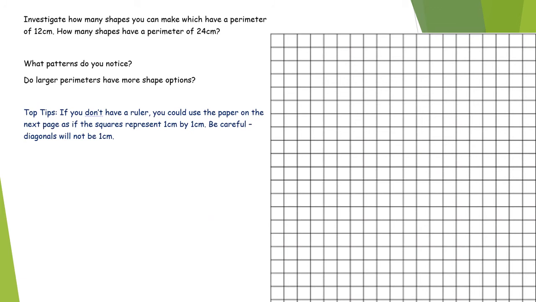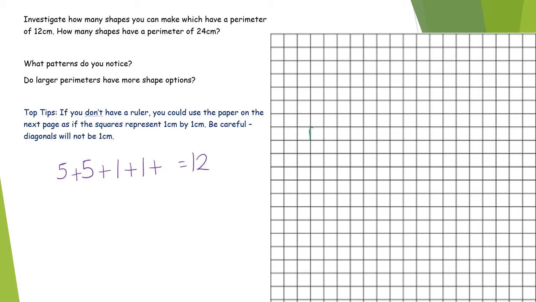Now this is the blue challenge for day 2. Investigate how many shapes you can make which have a perimeter of 12 centimetres. So we're looking for shapes where the sides add to make 12. So I'm going to start by doing ones which I know that the sides add up to make 12. I'm going to do rectangles first because it's easier. So I could do 5 add 5, which is 10, and then I need 2 more sides. I could do 1 add 1. And I can draw that.